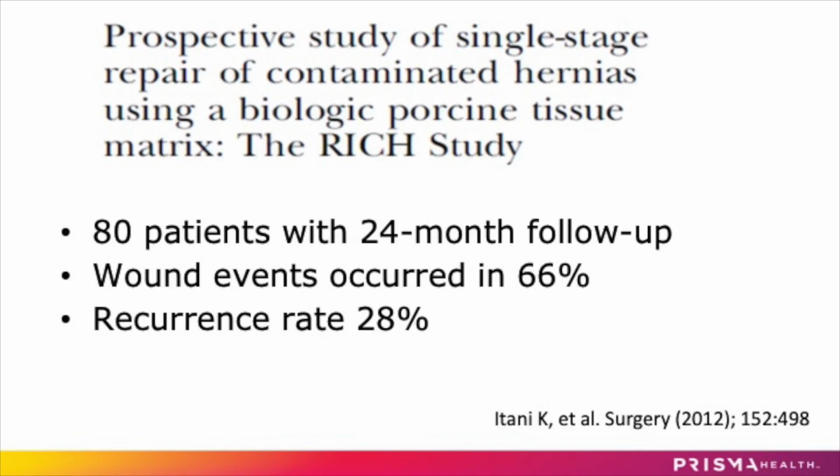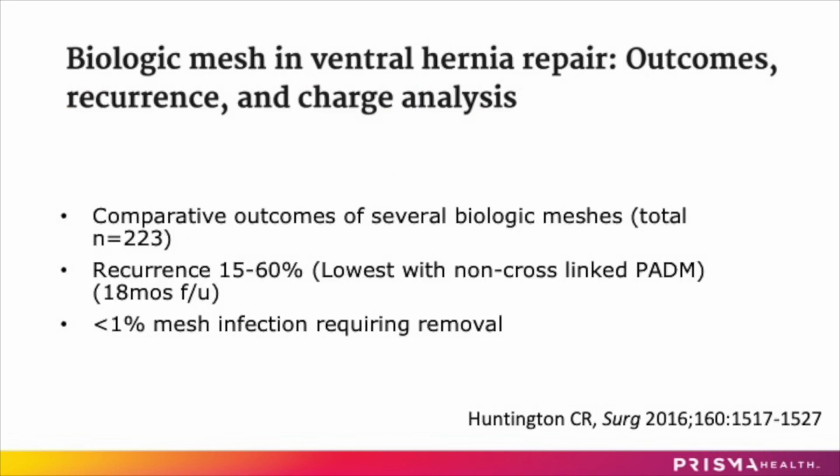The RICH trial was one of the earlier studies evaluating porcine acellular dermis in the setting of complex abdominal wall reconstruction. With this study of 24-month follow-up, wound infection still occurred at a fairly high rate, with total wound events of 66%, as well as a 28% hernia recurrence rate at 2 years. More recent data comparing multiple biologic mesh types demonstrates their hernia recurrence rate to be between 15 and 60%, with significant variation across different mesh types, but with a non-cross-linked porcine acellular dermis performing the best.